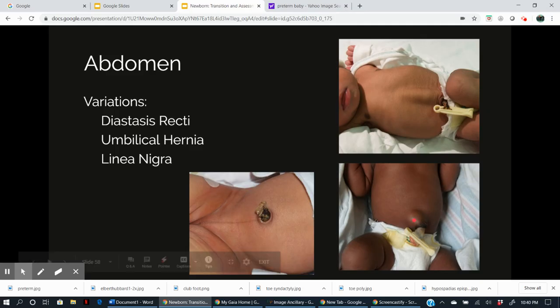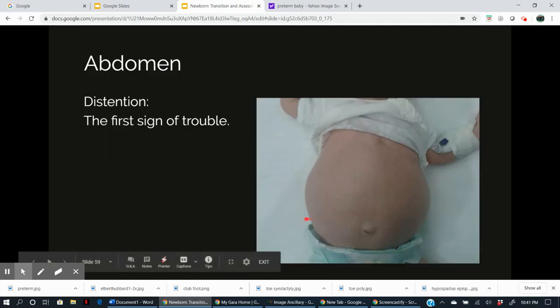Some cultures will put a coin and wrap it really tight around this. That's a place where, although we like to be culturally sensitive, we want to keep our babies safe, so we discourage that. Abdominal distension, here it is.